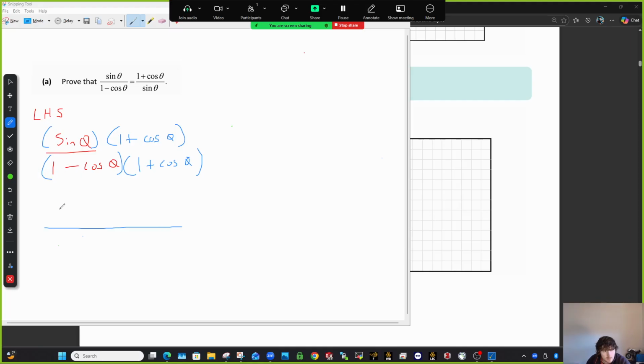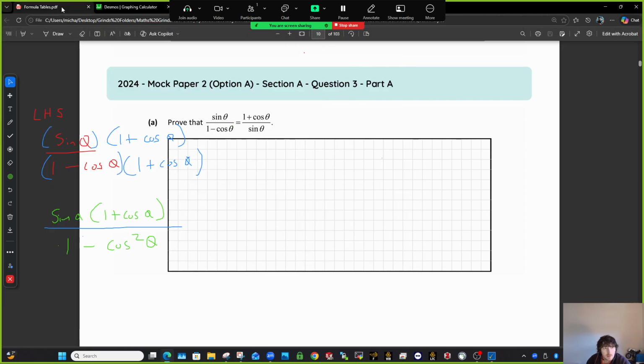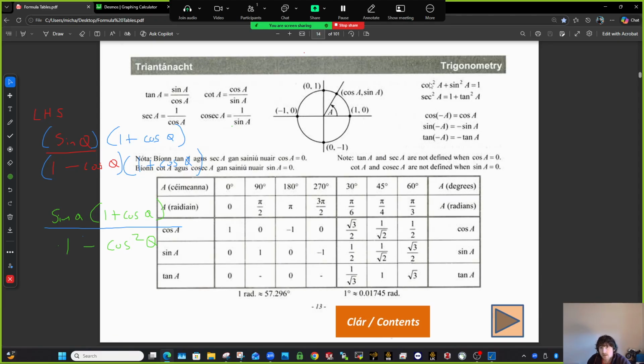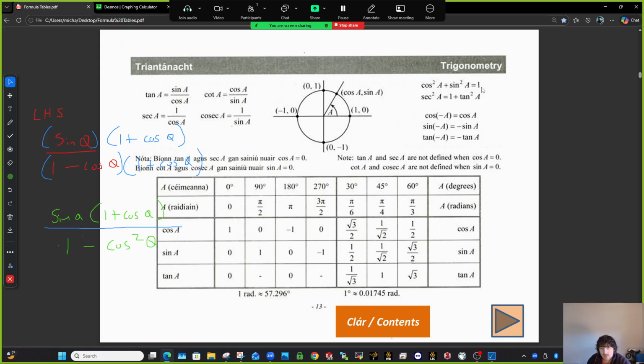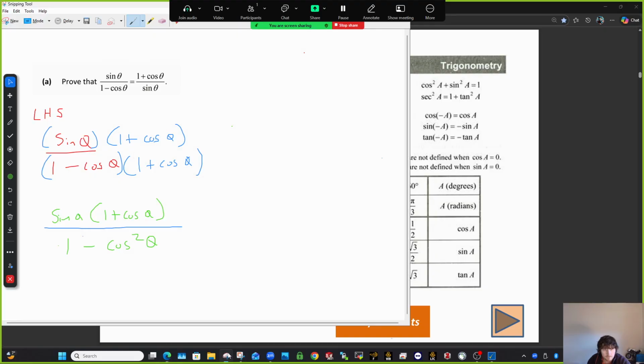The top will just be sine theta times 1 plus cos theta, and the bottom, multiplied out or using the formula, will give you 1 minus cos squared theta. We should all be comfortable with what 1 minus cos squared theta is, coming from the super important formula at the beginning: if cos squared plus sine squared is 1, then 1 minus cos squared gives you sine squared, and the same the other way. If you wanted cos squared, it would be 1 minus sine squared. That's a big important formula, and we're going to use it in our example here.